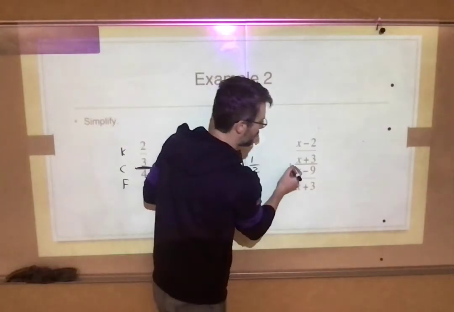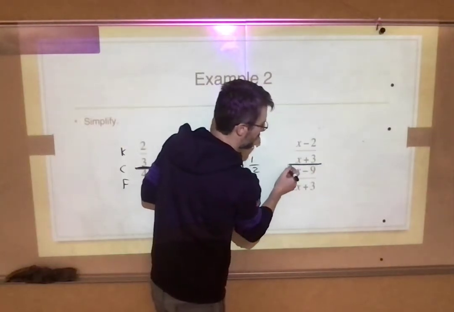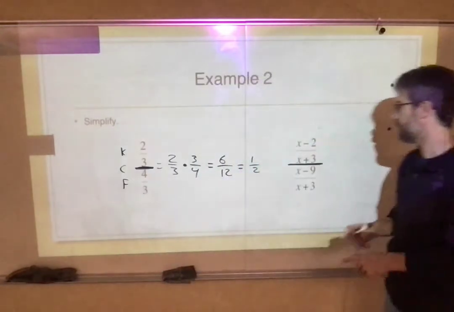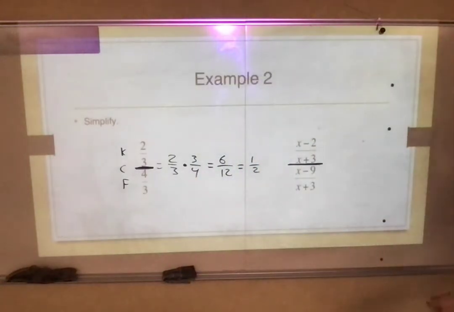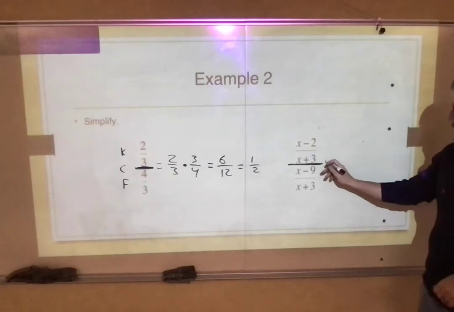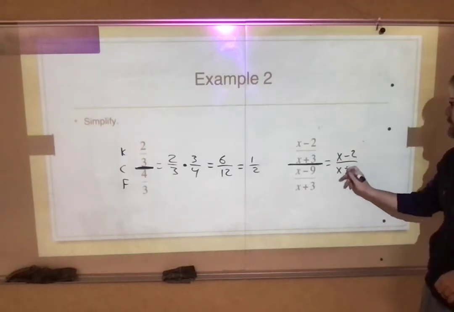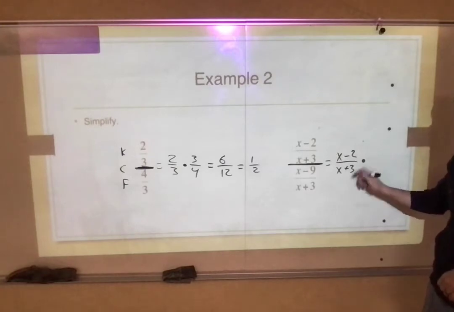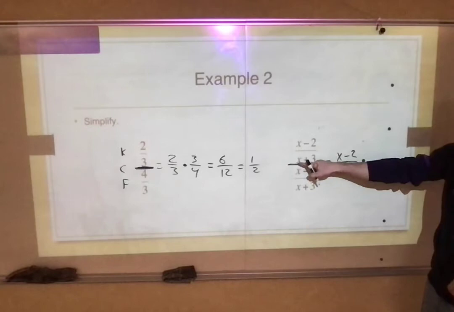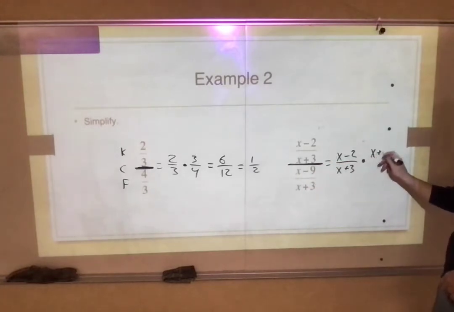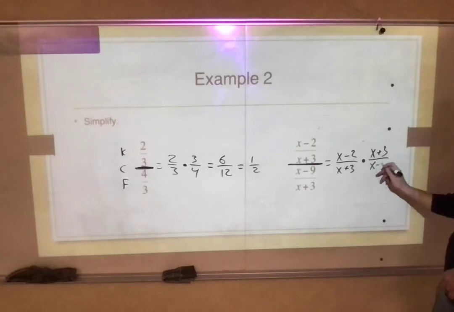This one's a little bit nastier looking, but I promise this is actually probably easier than this one, because there's not really any reducing of the fractions. So we'll keep the top one, x minus 2 over x plus 3. Then we will multiply by the reciprocal of this one. So that's where the keep, change, flip comes in. So that one will now be x plus 3 over x minus 9.